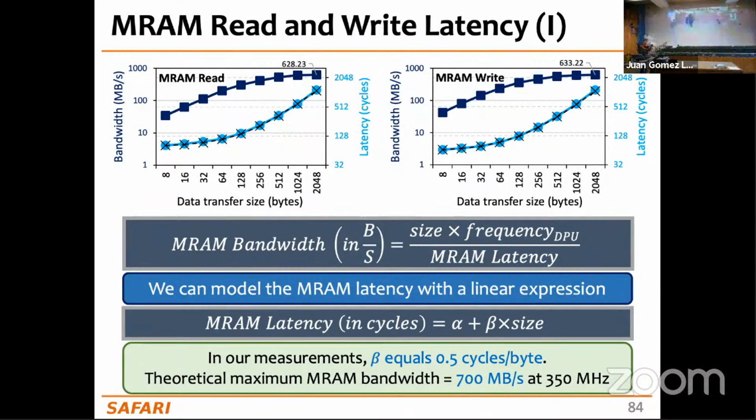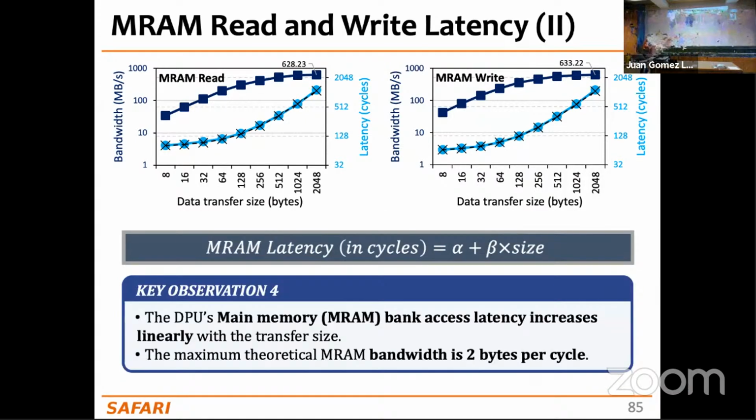And this means that the theoretical maximum MRAM bandwidth on a single DPU is 700 megabytes per second, which is actually a very promising number if we take into account how many DPUs we can have in the same system. So one key observation here is that we can model the access latency to MRAM with a linear model, and also the theoretical maximum bandwidth of MRAM is 2 bytes per cycle.